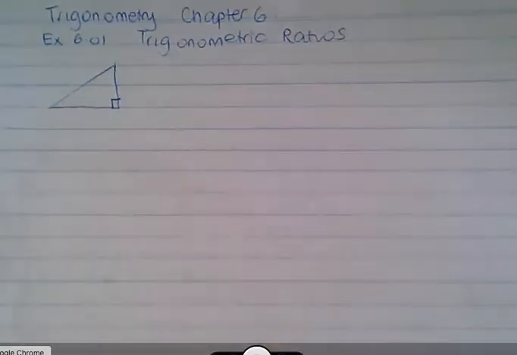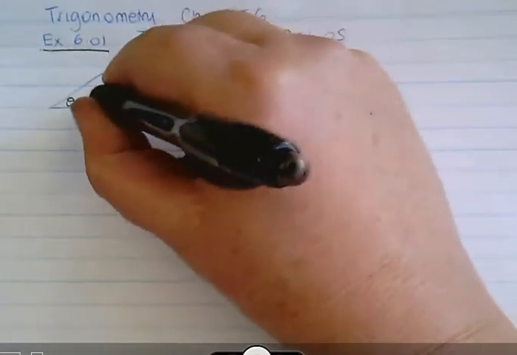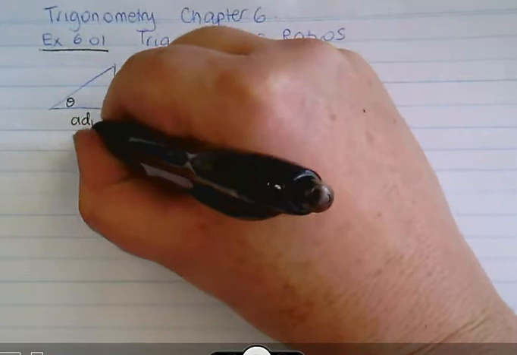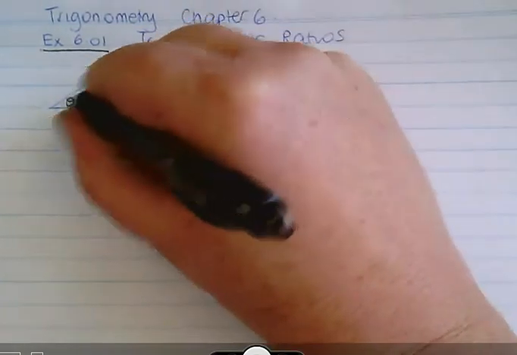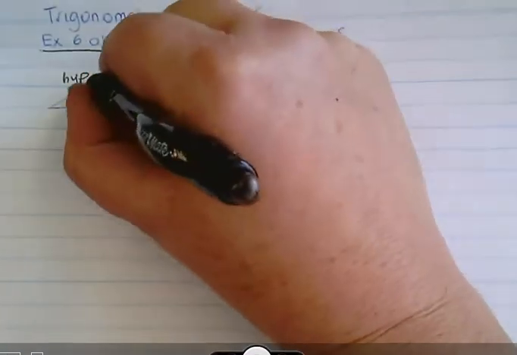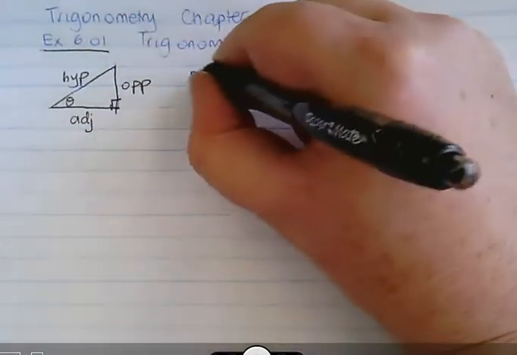Chapter 6, Trigonometry. Looking at exercise 601, trigonometric ratios. Now, remember, for a trig ratio you need to have a marked angle, theta or whatever else. Remembering with a right angle triangle, if this is theta, this is the adjacent side, this is the side opposite theta, and this is the hypotenuse. We all know our basic three ratios from SOHCAHTOA. Okay, so we know those.